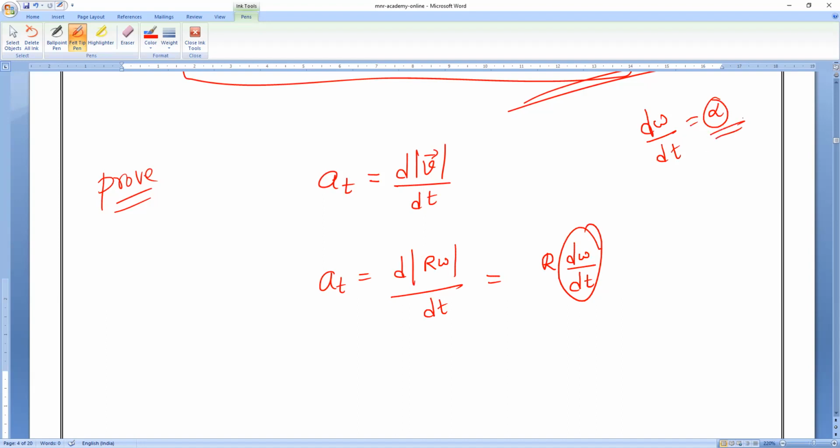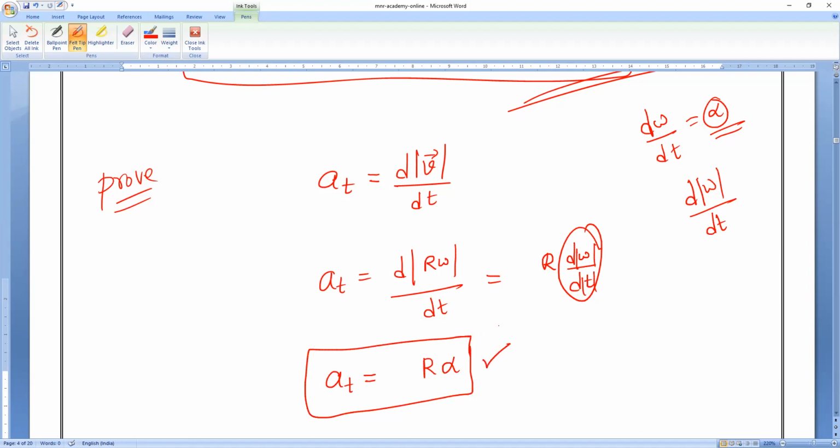Which is equal to instantaneous angular acceleration. So can I say tangential acceleration is equal to, in place of d omega divided by dt, angular acceleration. That is how the formula will be obtained. Are you clear, everybody?